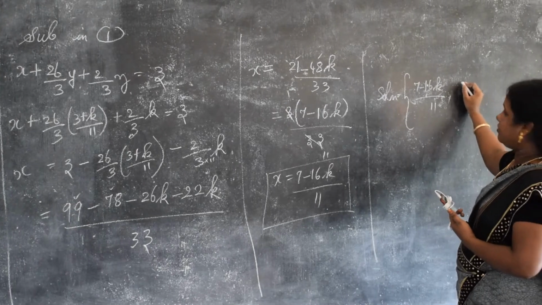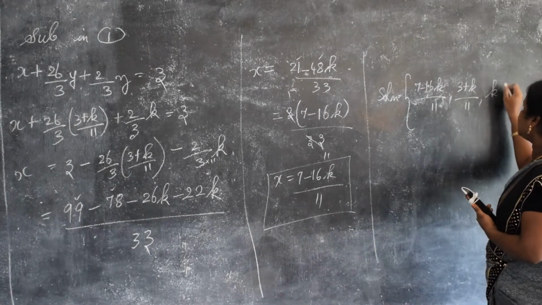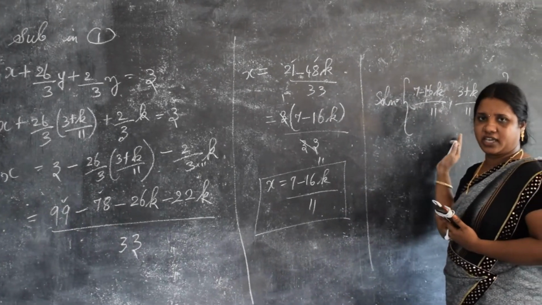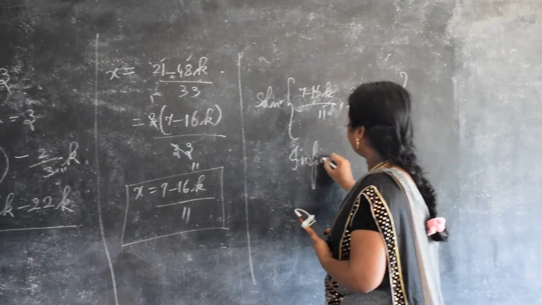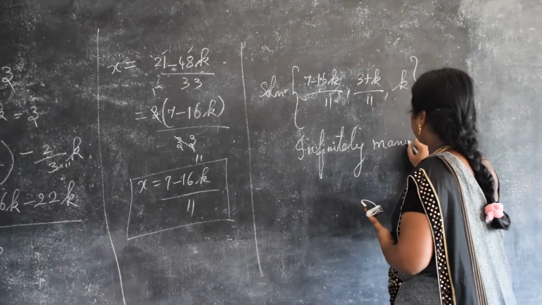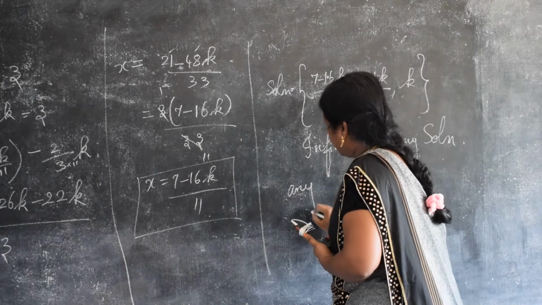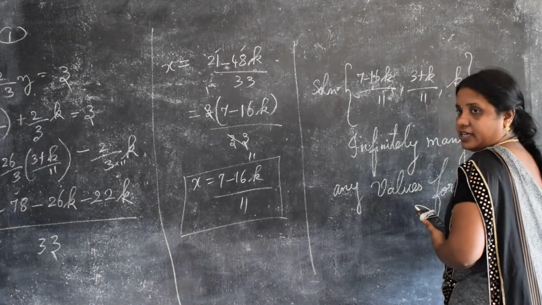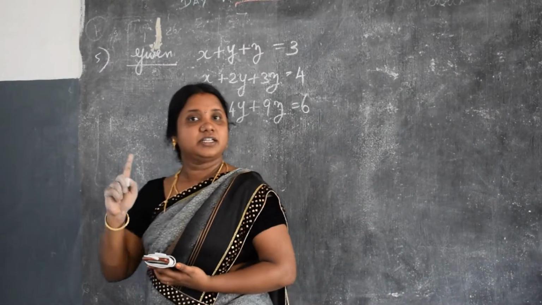Value of y. What is our value of y? 3 plus k by 11. Value of z is k. This means we can substitute any values for k. You will get infinitely many solutions, for substituting any values for k. This is our answer. See, next we are going to see our fifth problem.